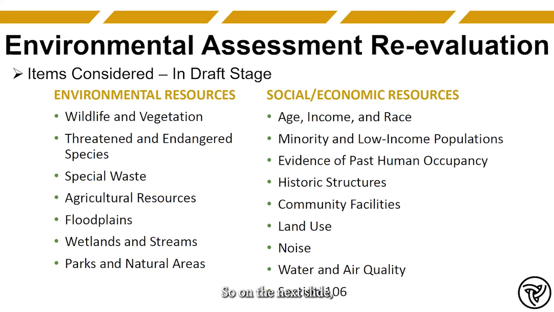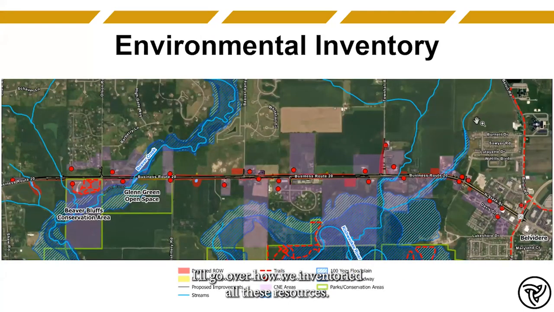So on the next slide, I'll go over how we inventoried all these resources. We developed this inventory of known environmental resources along the project and updated this as new information was gathered. IDOT conducts specific environmental surveys, which include cultural resource surveys, biological resources, wetland surveys, and special waste investigations. We also conducted a new noise analysis that was completed according to the latest IDOT and FHWA procedures.